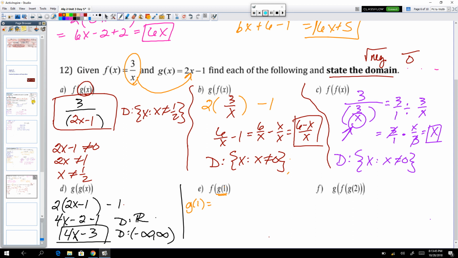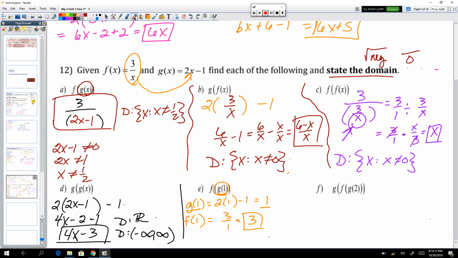So first I want to evaluate g at an input of 1. We've done this before, right? That, of course, is 1. Now that I've determined that g of 1 is 1, I can replace this with the number 1 and find f of 1. That means putting 1 in where x was. So the final of this is 3.